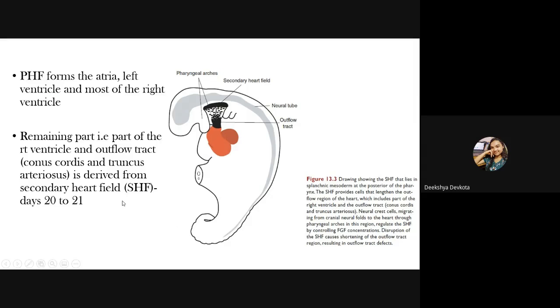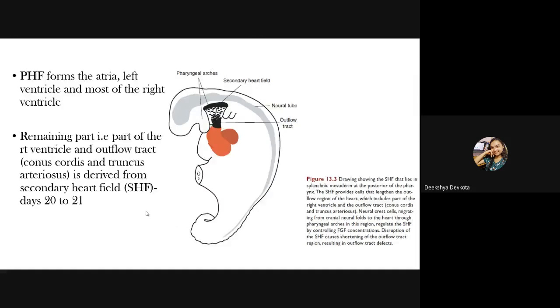And the function of the secondary heart field is to elongate the heart. That means, as it forms the outflow tract, it elongates the heart, and if there is any defect in the secondary heart field, that will result in the shortening of the outflow tract, so that will lead to outflow tract defects.